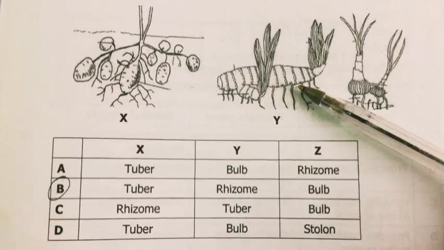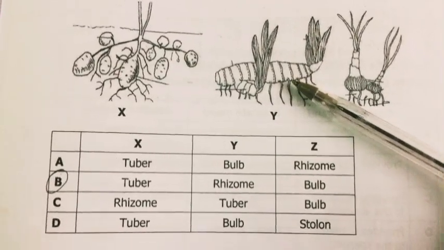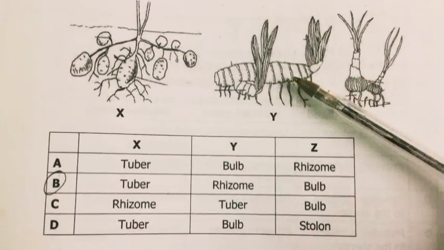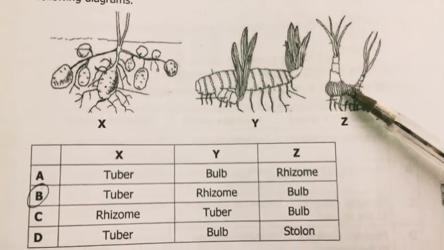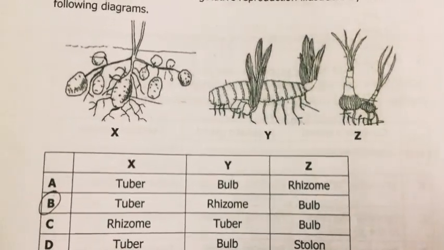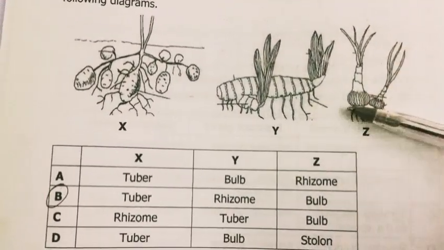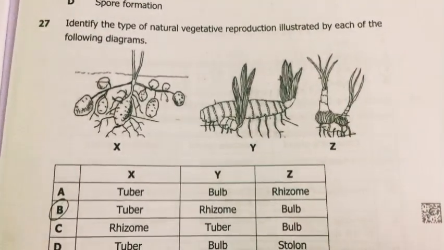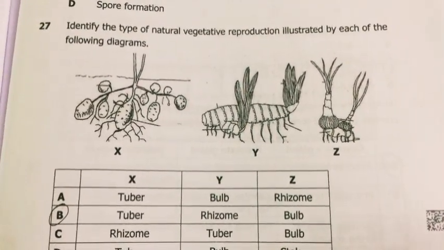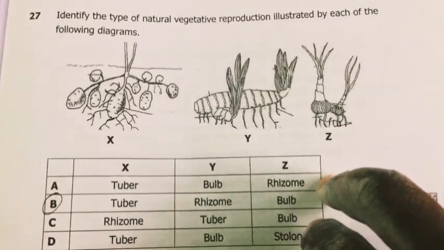Then these are rhizomes, like in ginger. If anything, this should be ginger. Then these are bulbs like in onions. And then those other ones like beetroots, those are corms. But the thing is, that's tuber, rhizome, and bulb. The answer is B for number 27. The next question.